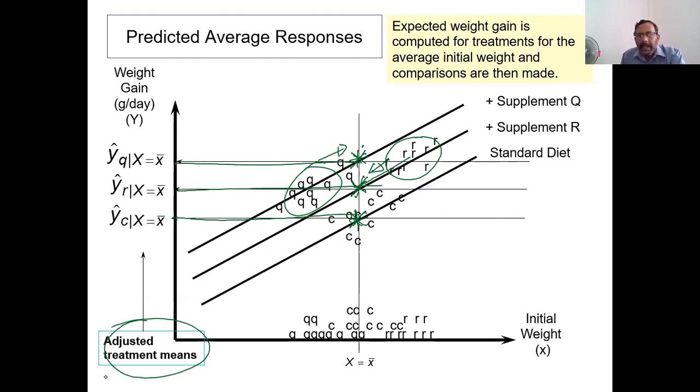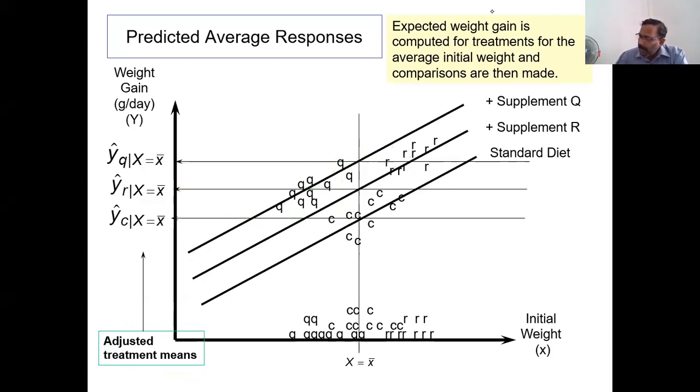I'm just explaining the concept. Don't worry about the calculations now. So the concept is we are adjusting the treatment mean. According to what? In this case, initial weight. Right? We are adjusting according to the initial weight. Only then can we identify whether there is a treatment effect or not.